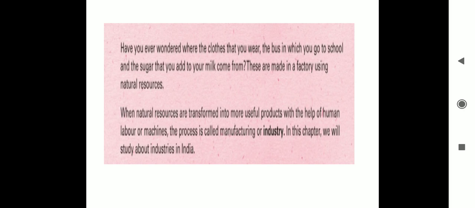Take that cotton we were talking about. The cotton in its raw form, when it is grown and brought from the fields, is transformed into a useful product, which means cloth, used to make garments with the help of human labor or machines. Many times big industries take the raw material required and produce finished goods. The process is called manufacturing or industry.